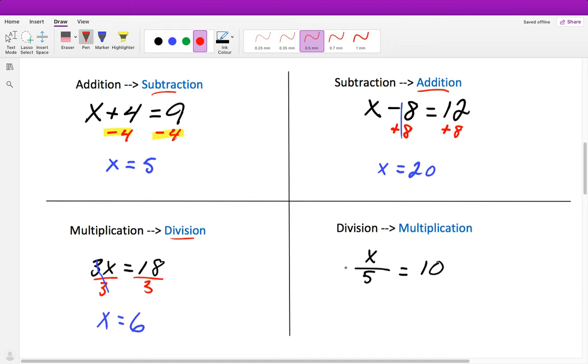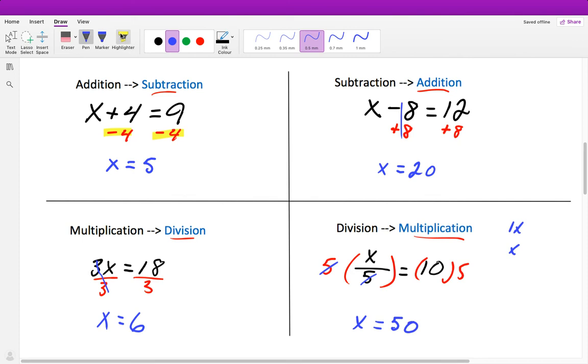All right, and then the last one, we see x divided by 5 is equal to 10. Whenever we have division, our inverse operation is multiplication. So we will multiply both sides by this 5. We see that 5 divided by 5 is 1, and 1x we know we can just write as x. So we can say x is equal to 10 times 5, or 50.